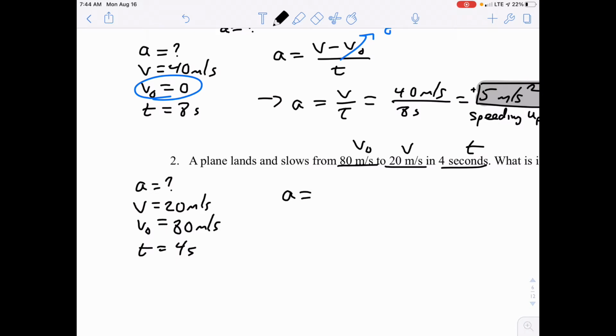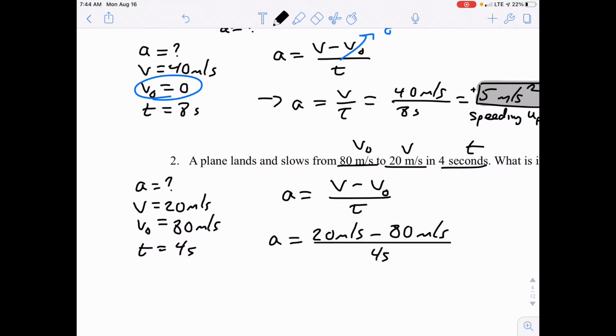Acceleration equals final velocity minus initial velocity over time. Plug right into it. 20 meters per second minus 80 meters per second over 4 seconds. So that would be negative 60 meters per second over 4 seconds, which is negative 15 meters per second squared.